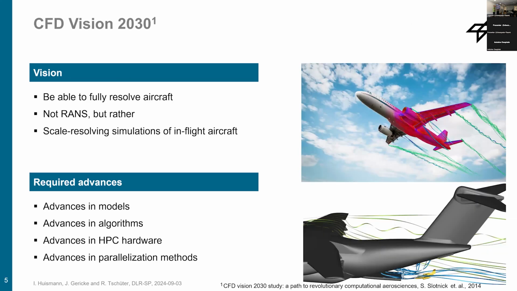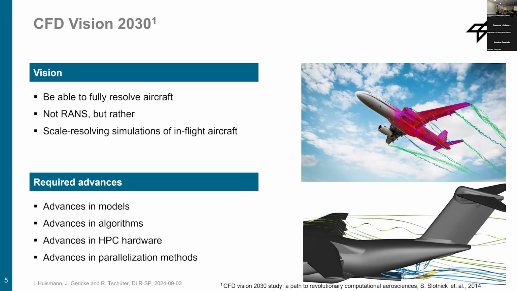So NASA had a vision for that called CFD Vision 2030. Their goal was to fully resolve the flows of an aircraft. For instance, at the top they're seeing an aircraft in full flight and vortices being shed around it. They wanted to go towards scale resolving simulations and set that as a goal for 2030. There they found that we currently lack a few things: advances in models such as turbulence models, advances in the time-stepping algorithms or algorithms in general, advances in the HPC hardware, and advances in the parallelization methods on that hardware. Only if there are sufficient advances in all of these categories will we be able to do a fully scale resolving simulation of an aircraft.